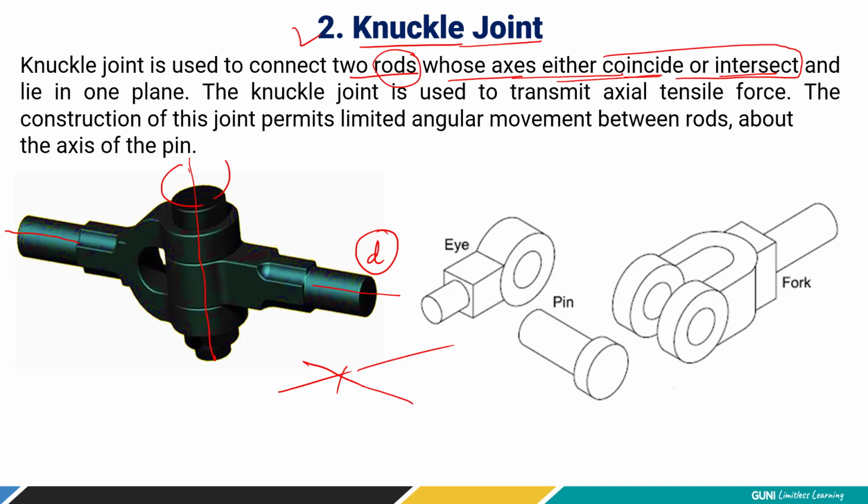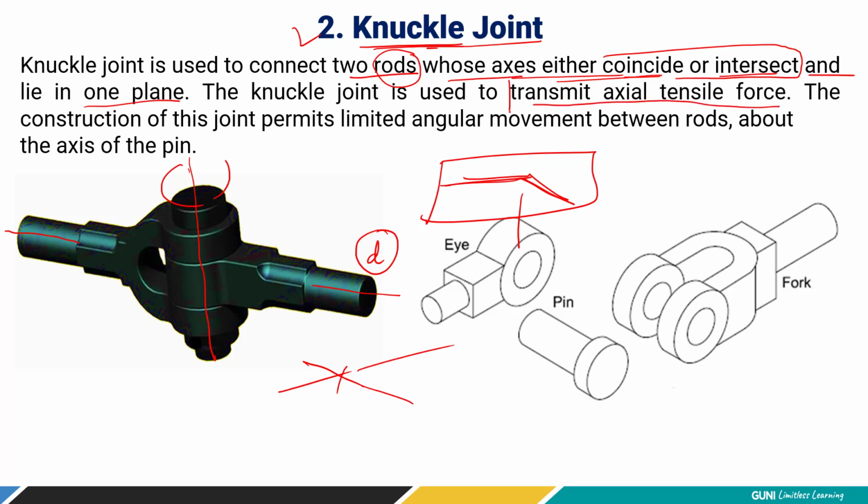तो अगर ऐसी situation है, there you can use this knuckle joint to connect two rods, and they lie in one plane. This is very important. जो एक्सिस है एक ही प्लेन में होनी चाहिए. एक ये है, दूसरी है. ऐसा नहीं है कि इस तरह से है, राइट? It has to be in the same plane. So knuckle joint is used to transmit axial tensile force.